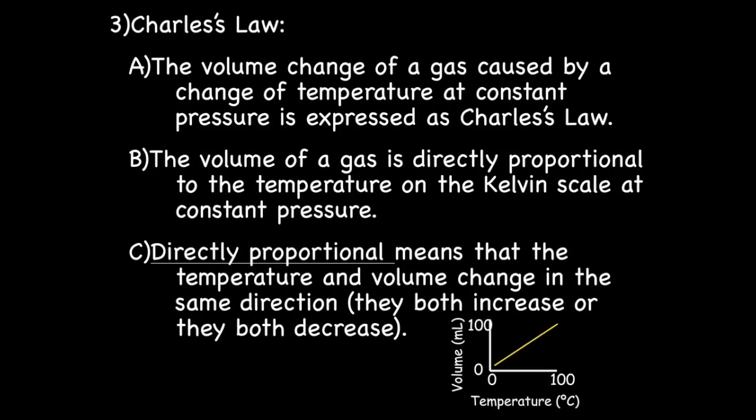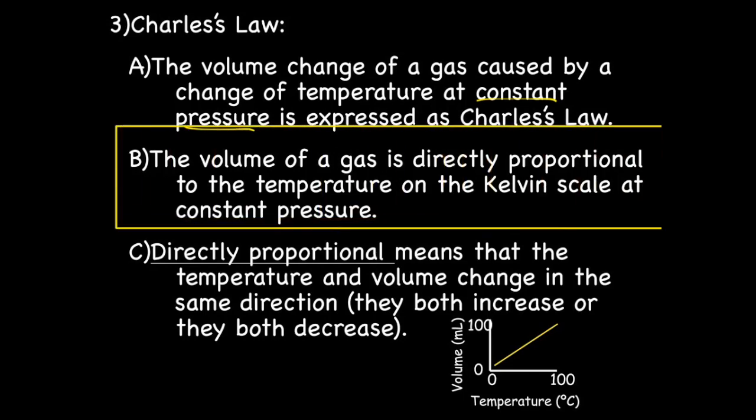So here's Charles' law. The volume change of a gas caused by a change in temperature at constant pressure, that's important, Charles is ignoring pressure, is expressed as Charles's law. So here's his actual law. The volume of a gas is directly proportional to the temperature on the Kelvin scale at constant pressure. So what does directly proportional mean? This will be a test question.